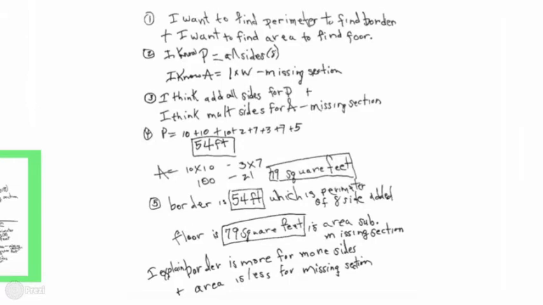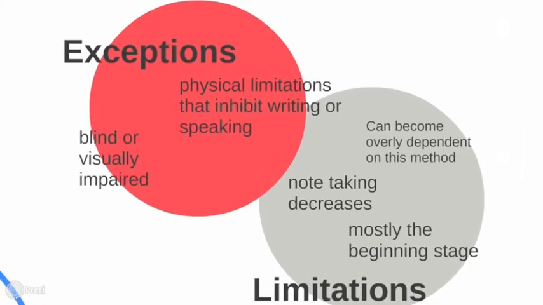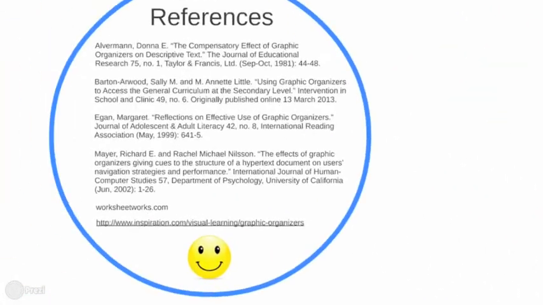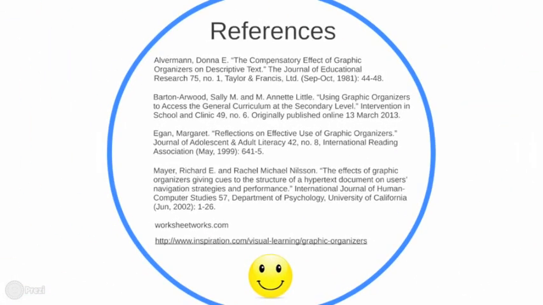Exceptions to the use of graphic organizers include physical disabilities such as blind or visually impaired, or physical limitations inhibiting speaking or writing. Limitations of graphic organizers include decreased note-taking skills and overdependence on graphic organizers, causing disorganization when they are not present. Graphic organizers are used at the beginning stages of planning, so they might limit themselves in the final outcome of the assignment. Thanks for watching!